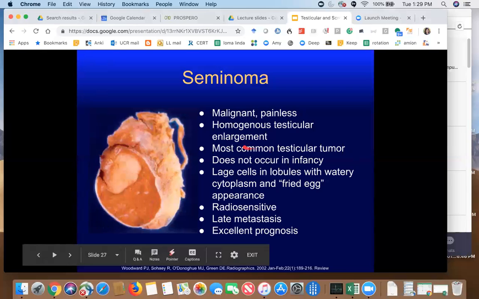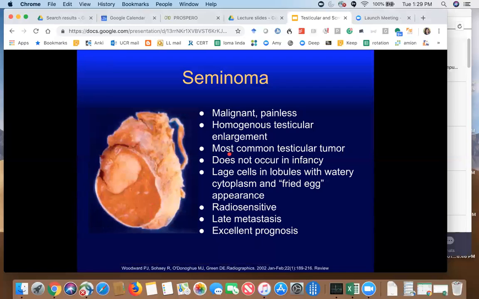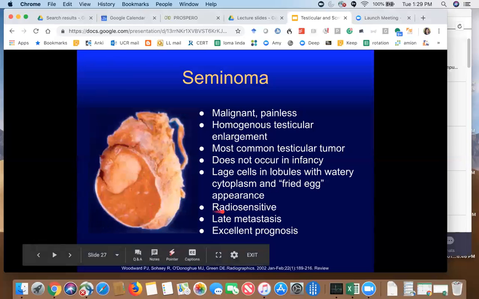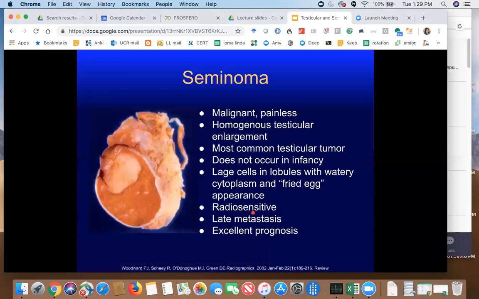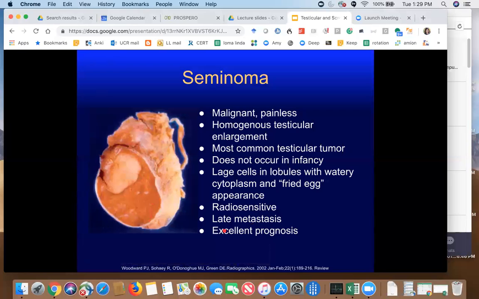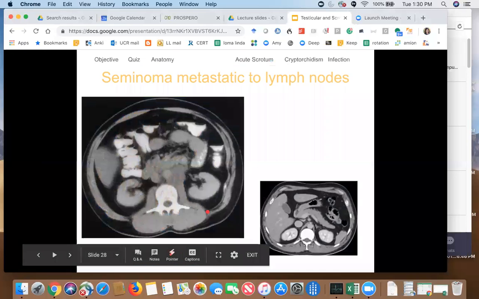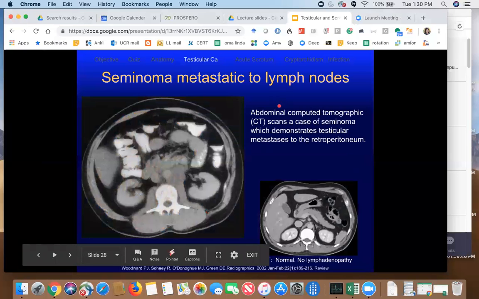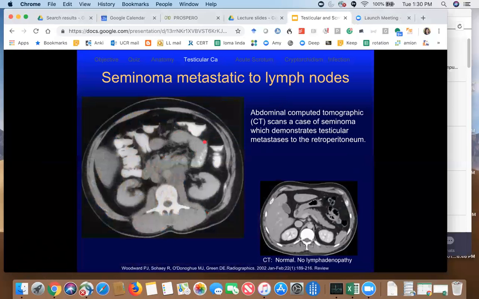On pathology it's homogeneous. It doesn't occur in infancy. It happens in young men. It's radiosensitive, so patients can get radiation, and the tumors respond really well. And it has an excellent prognosis. The cyclist Armstrong had seminomatous testicular cancer with metastasis to the brain, and he did really well. This is a very good tumor. If you're going to talk about the different testicular cancers, seminoma is a good one to have.